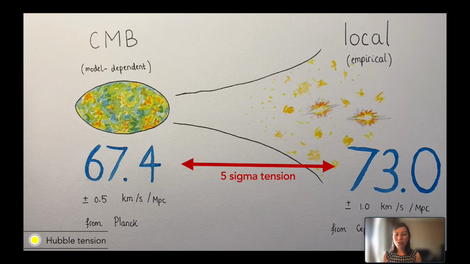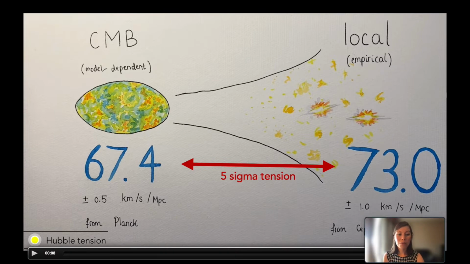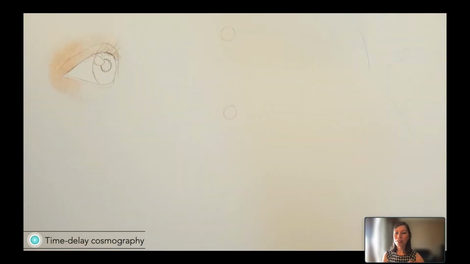But in order to assess whether this is really a tension between the early and the late universe, it's important to have some more independent measurements of the Hubble constant. And ideally, these measurements would not depend on the distance ladder, but instead have a direct distance measurement to high redshift objects. And this is then where gravitational lensing and time delay cosmography comes in. So how does this work?